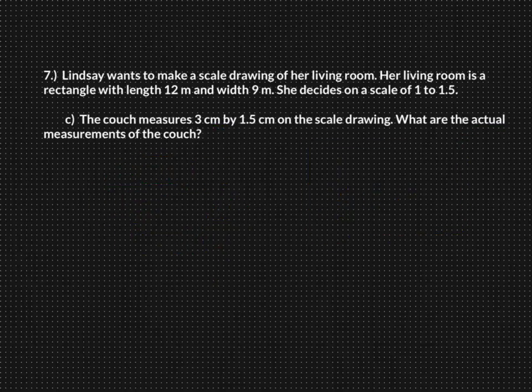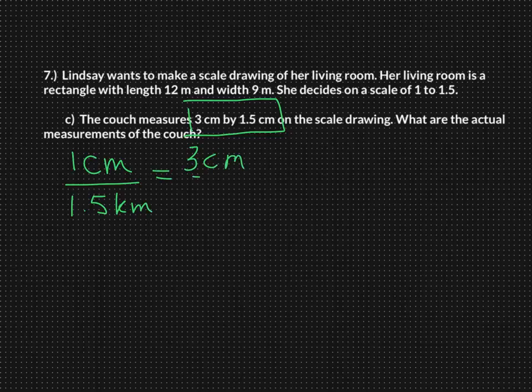In the last part, we're going to do essentially the same thing, but this time we've got a couch that on the scale drawing is 3 centimeters by 1.5 centimeters. So again, set up my proportion. 1 centimeter is to 1.5 kilometers. This is equal to 3 centimeters over some number we don't know. So how do I get from 1 to 3? I know that's times 3. 1.5 times 3 is what we're going to do.